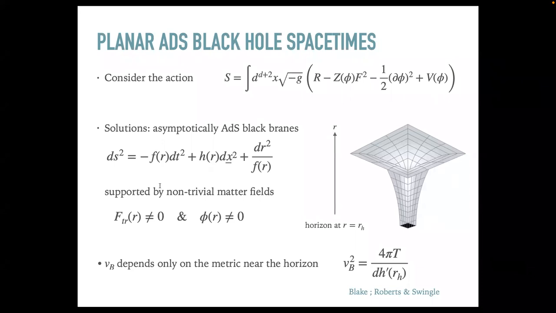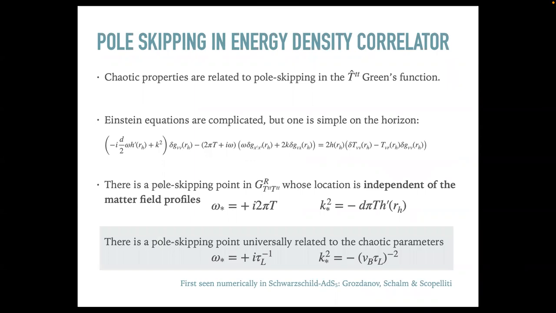Okay, so just to emphasize, if I were to write the butterfly velocity as a function of all these relevant operators, I couldn't write it, it'd be some horrendous thing I'd have to calculate numerically. But in terms of the metric, it gets packaged in this nice way. Okay, and so it turns out these chaotic properties, this time scale tau L and this velocity, that control the chaotic correlations in the quantum field theory, are universally and quantitatively related to pole skipping and the energy density Green's function of my quantum field theory.